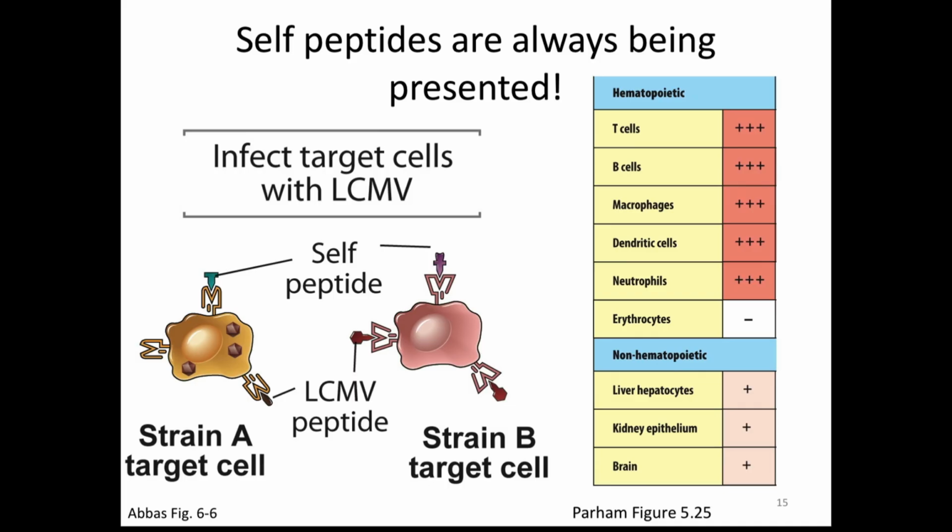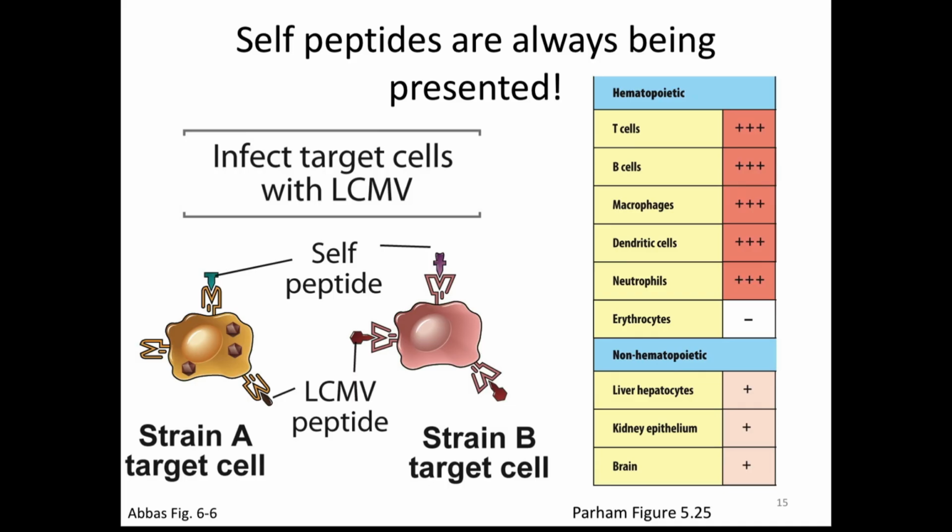Why else do you think that for this missing self hypothesis, class 1 would be really important? Yeah, Chrissy. Because almost all cells should be presenting things. Yeah, everybody has class 1. Does everybody have class 2? No, so if you killed all the cells that were missing class 2, you would kill like all the cells of the body.